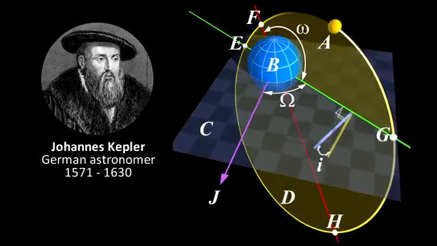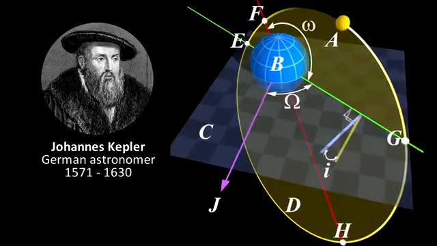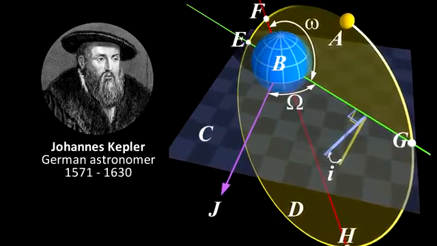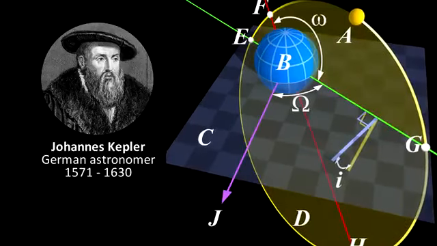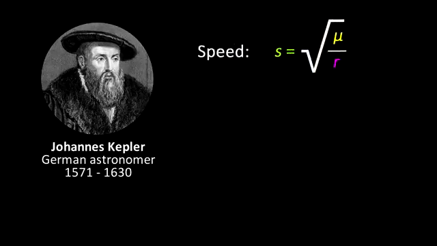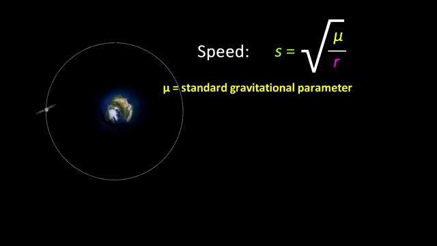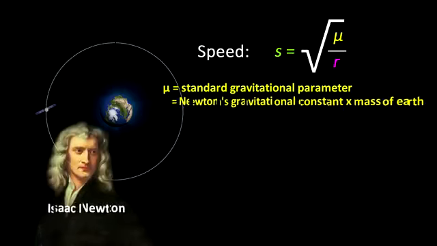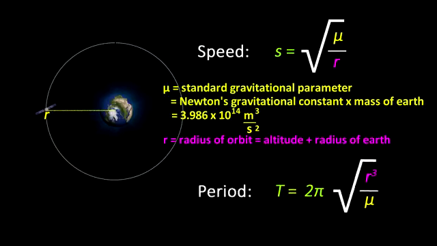Orbital mechanics is rooted in Kepler's laws of planetary motion, published way back in 1609. Newton's laws of universal gravitation, published in the Principia Mathematica around 1687, also play a role in many calculations. Kepler's laws allow us to calculate the period and speed of such a satellite. Speed is the square root of mu over r, where mu is the standard gravitational parameter, equal to Newton's gravitational constant times the mass of the planet. r is the radius of the satellite from the center of the Earth, and the period has the following formula. Note that the speed and period only depend on the radius of the satellite, not on its mass.